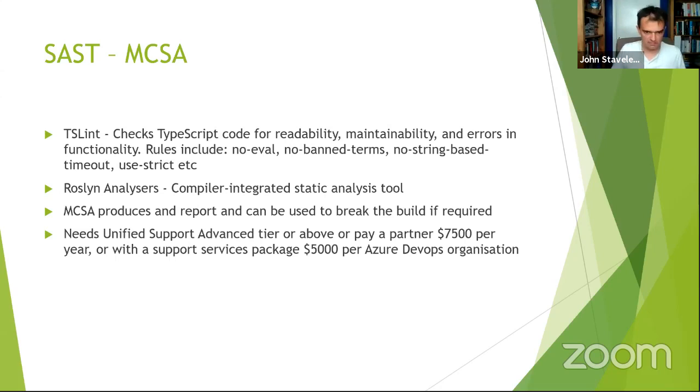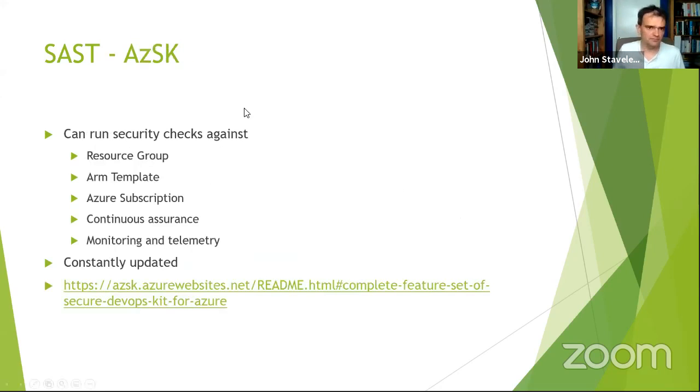That's a good project for what I've seen. So finally, in terms of static code checking, we've got AZSK. This can run security checks against a resource group, so this is deployed assets in Azure, an ARM template, which is the settings you intend to deploy into Azure, and an Azure subscription. This is how you log into Azure.